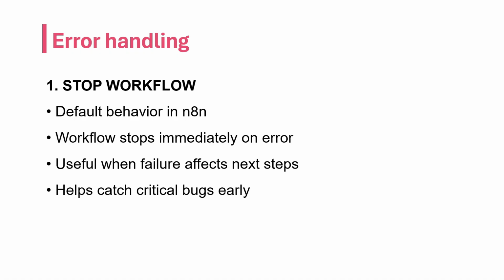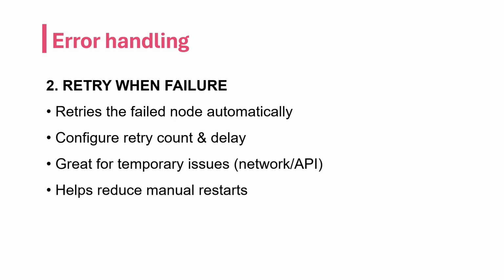So now we will move to the second error handling technique, that is retry on failure. Sometimes errors are temporary, like a network lag or a slow API response. In such cases, stopping the entire workflow is unnecessary. With retry on failure, you can set how many times you retry and how long to wait between retries. For example, retry 3 times, wait 5 seconds between each try. This makes your automation much more reliable and self-healing, especially for external API calls or database writes.